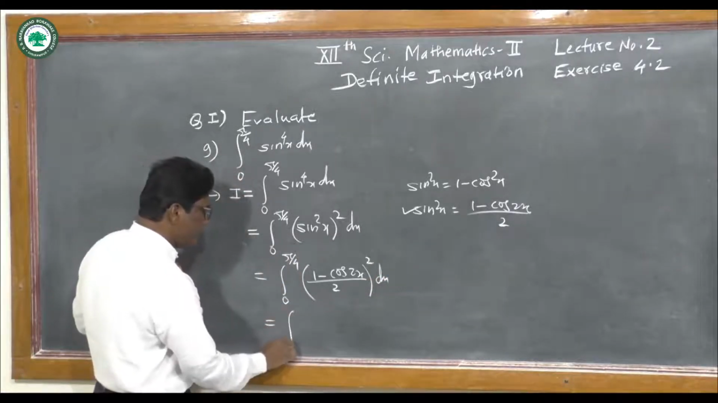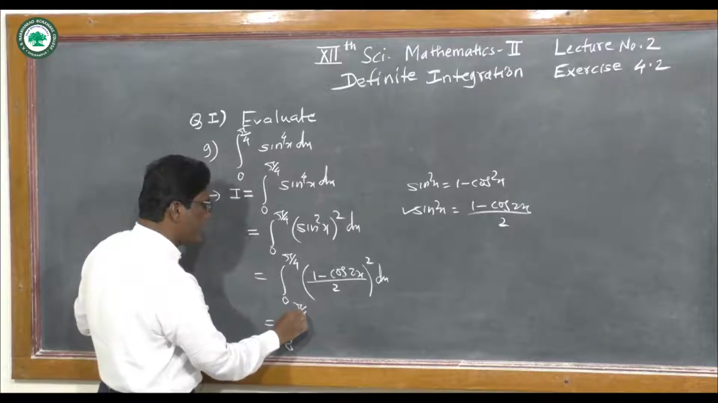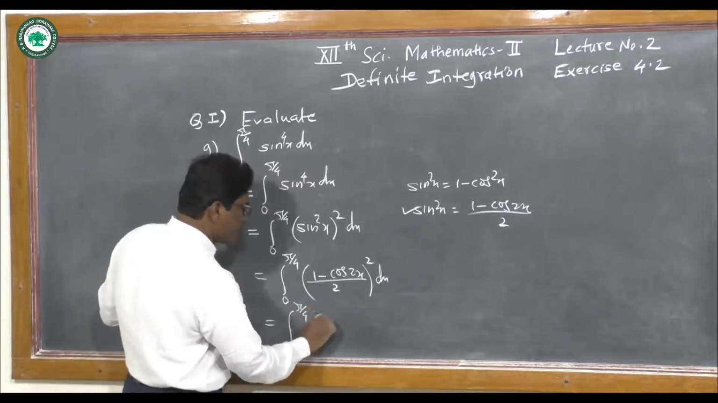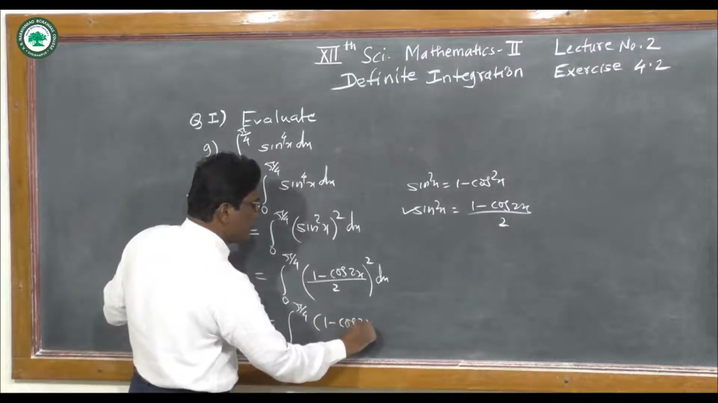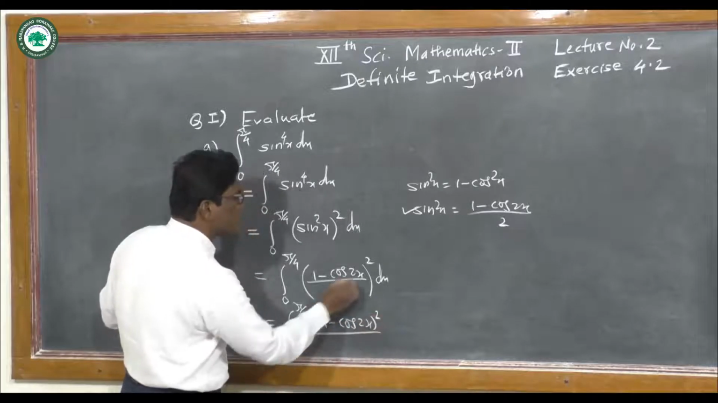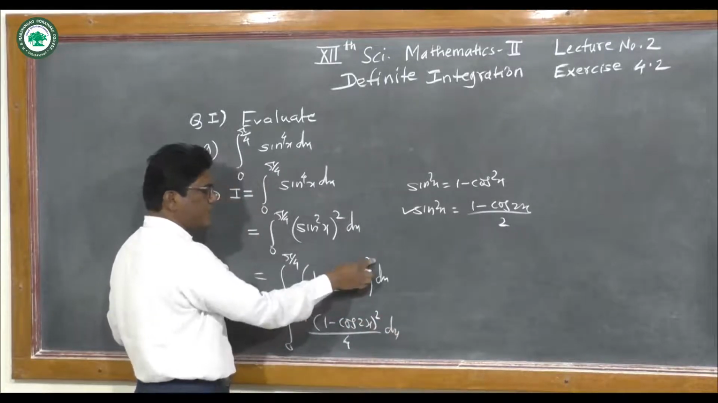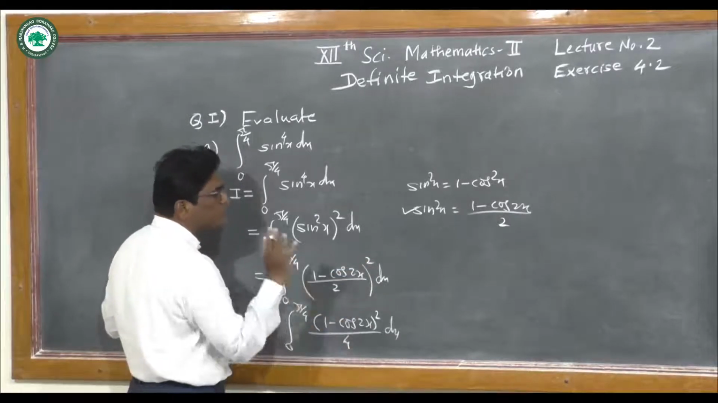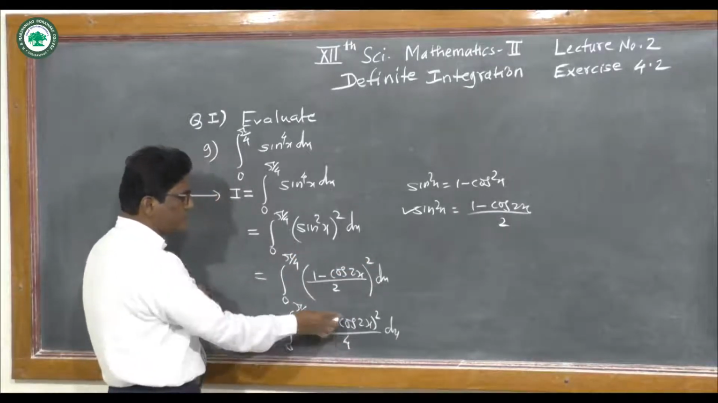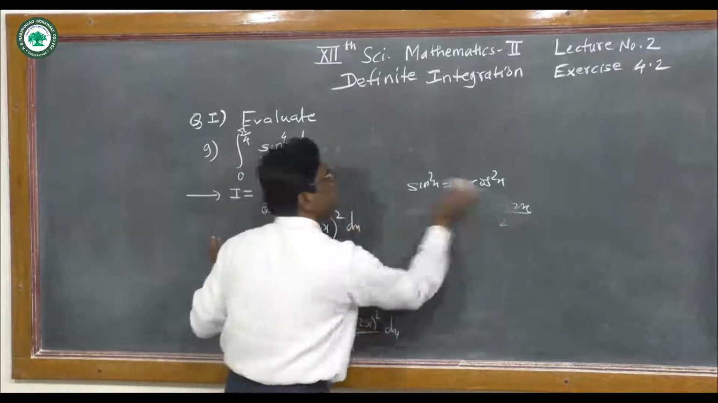So this is equal to integration from 0 to pi by 4, 1 minus cos of 2x bracket square upon 2 square is 4. Numerator upon denominator square is equal to numerator square upon denominator square. Now we expand the numerator.